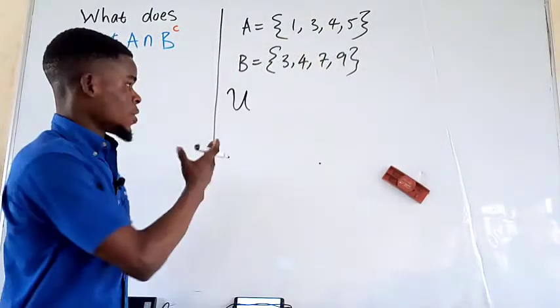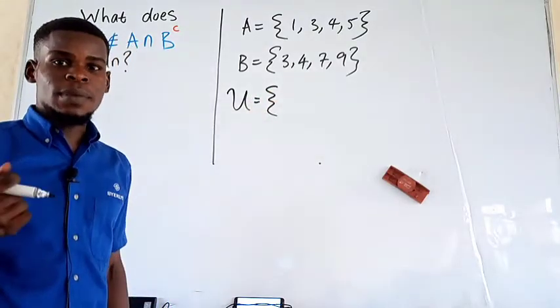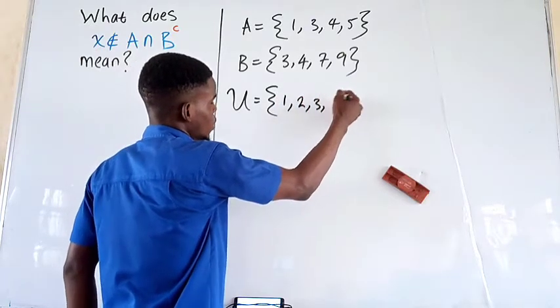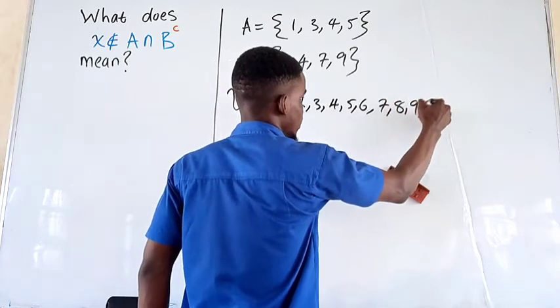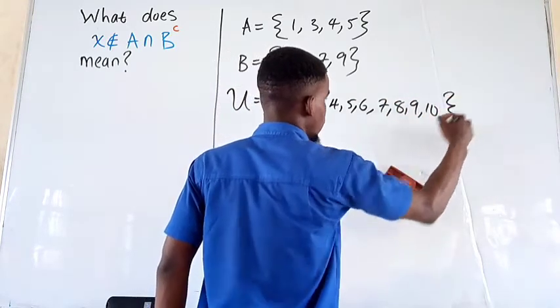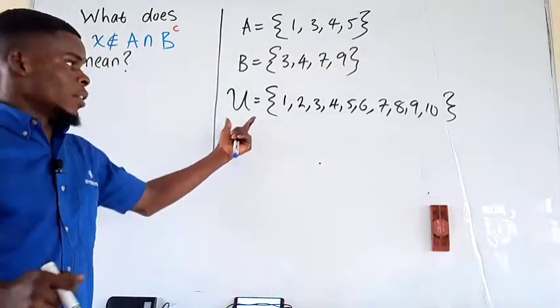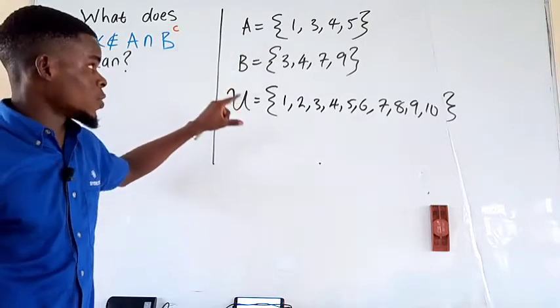Let's define a universal set. This U stands for that. The universal set is actually going to be the collection of elements starting from number 1 to number 10: 1, 2, 3, 4, 5, 6, 7, 8, 9, 10. Now, this is the universal set, and A and B are subsets of the universal set.